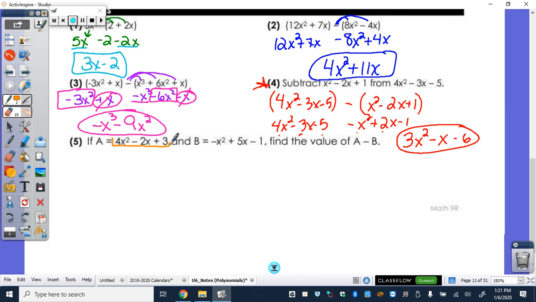And then our last one, they're telling us that the letter A is that trinomial right there, 4x squared minus 2x plus 3. They're then telling us that letter B is that trinomial, negative x squared plus 5x minus 1. They want us to figure out A minus B. So what they're telling us to do here is 4x squared minus 2x plus 3, and then you're subtracting the B. They want you to substitute those values in.